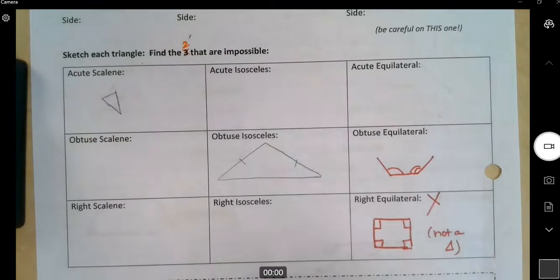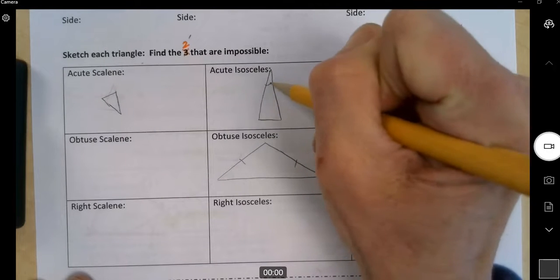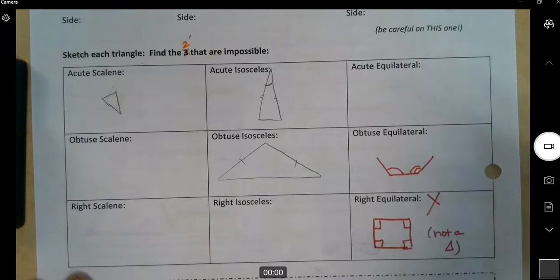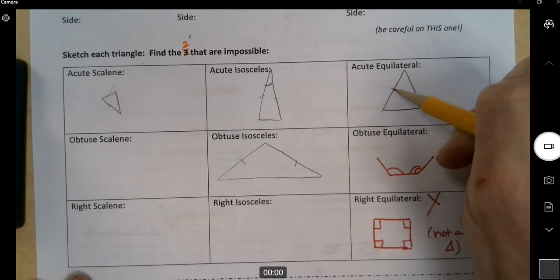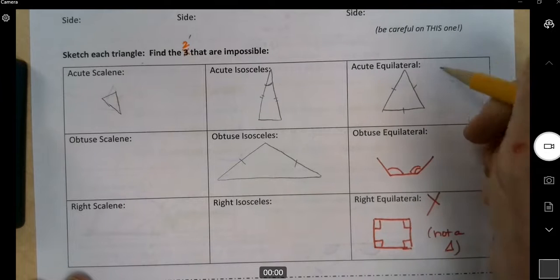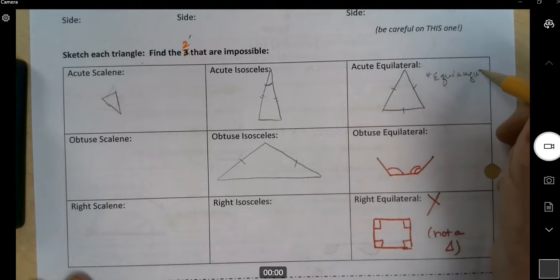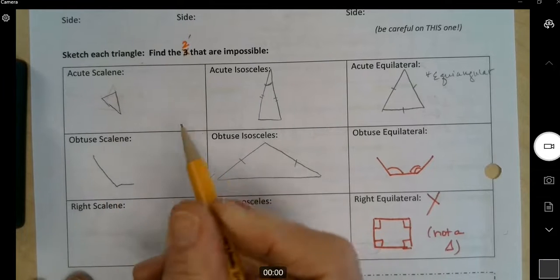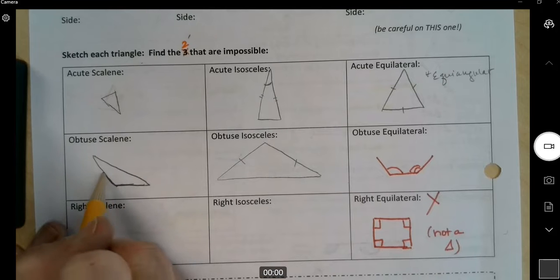So I have 3 different side lengths and 3 different angle measures. Acute isosceles, I can have an isosceles triangle where these two sides are going to be the same. Our acute equilateral is also going to be equal angular. Somebody said they wanted to remember. Was that you, Aiden? Where you wanted to remember the word equal angular? Practice using that word. An obtuse scalene triangle, 3 different side lengths with an obtuse angle.